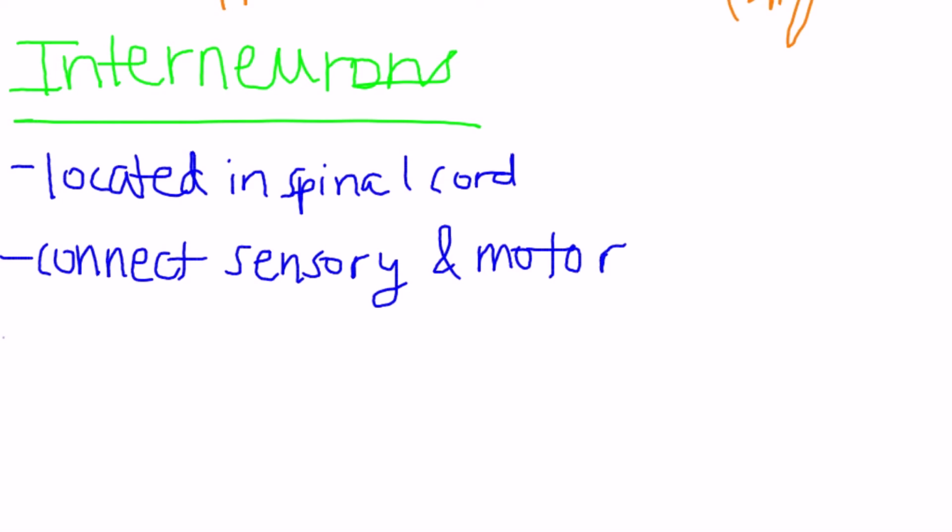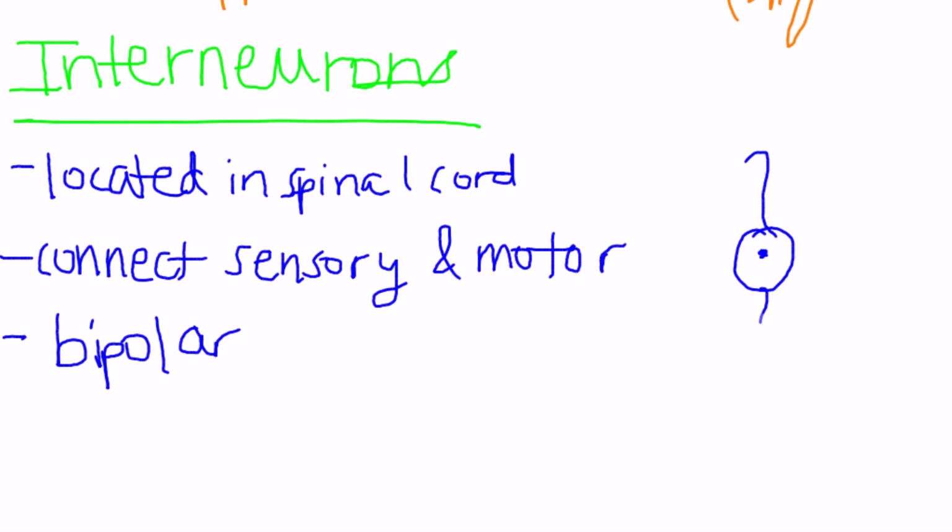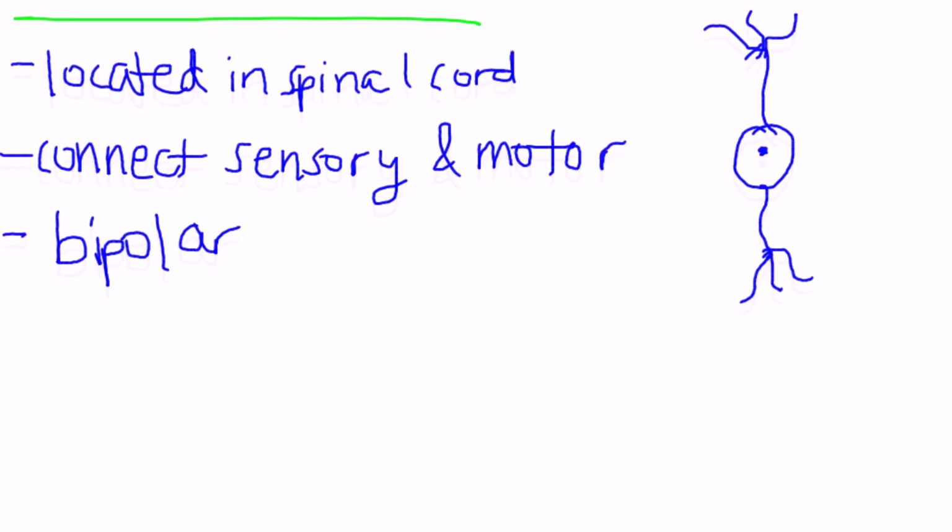Interneurons are also bipolar. So again, that means they have two axonal processes projecting outwards from their cell body. So it looks a little something like that. Okay, so now that we've looked at the three different types of neurons, let's just look at the basic structure. Neurons consist mainly of four parts.